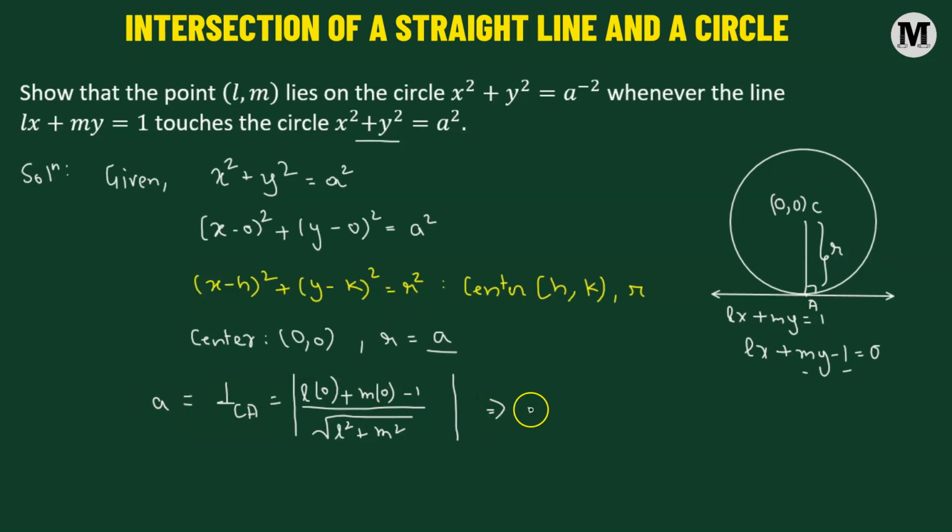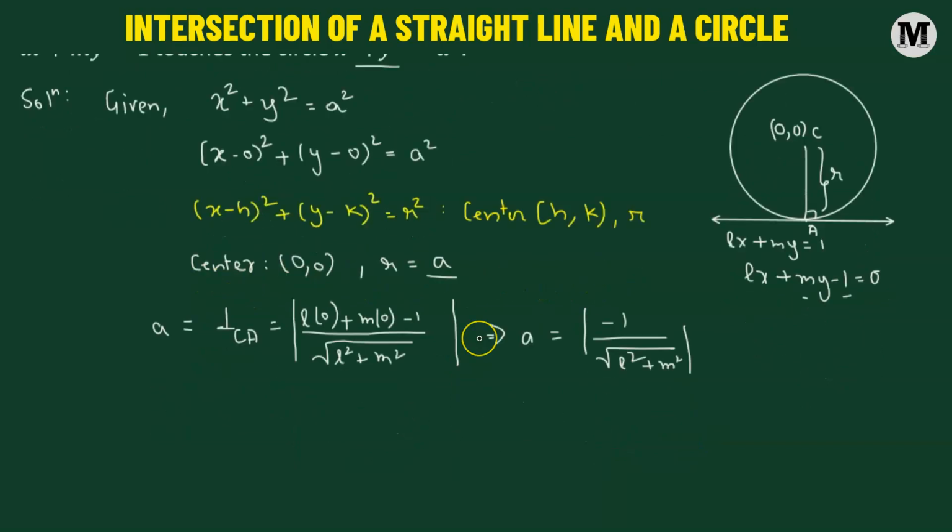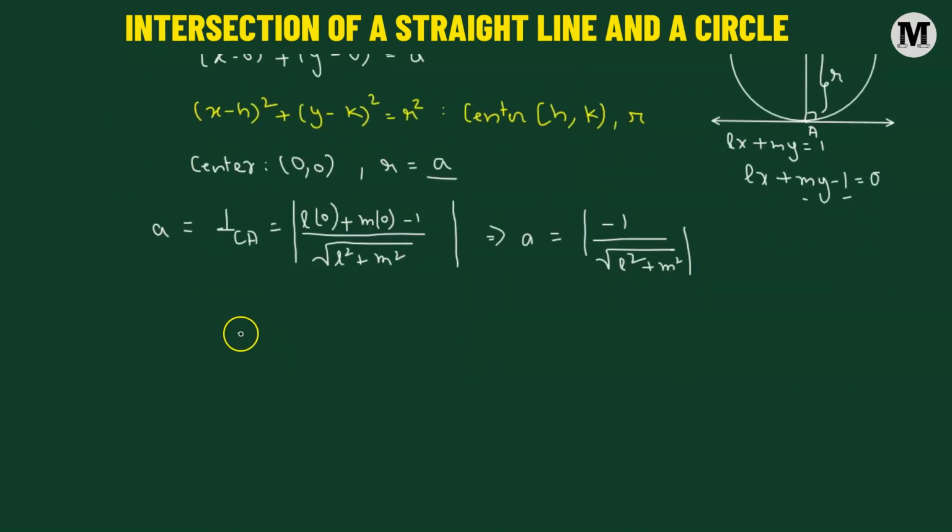So we have a equals the absolute value of -1 divided by the square root of l squared plus m squared. Let's get rid of the absolute value by squaring both sides. We get a squared equals 1 divided by l squared plus m squared, which is simply l squared plus m squared equals 1 over a squared.